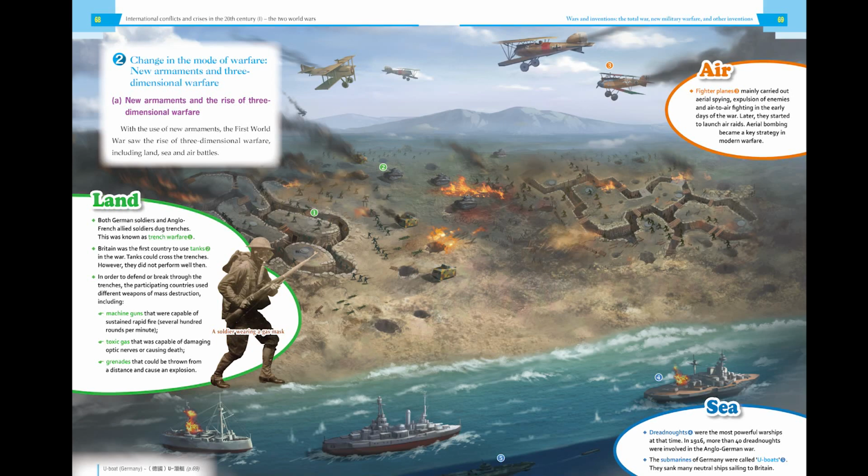Sea. Dreadnoughts were the most powerful warships at the time. In 1916, more than 40 dreadnoughts were involved in the Anglo-German War. The submarines of Germany were called U-boats. They sank many neutral ships sailing to Britain.